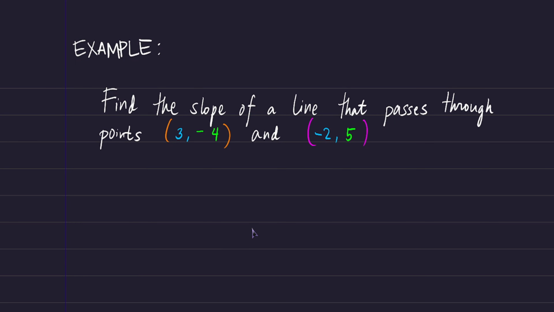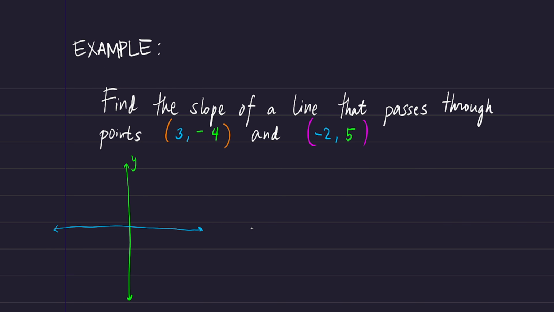Para sa ating unang example, find the slope of a line that passes through points 3, negative 4 and negative 2, 5. So, hahanapin natin yung slope. And bago natin hanapin yung slope, i-graph muna natin yung dalawang points. So, we have Cartesian plane here. Ito yung y-axis. And yung x-axis naman ay nandito. Ayan.